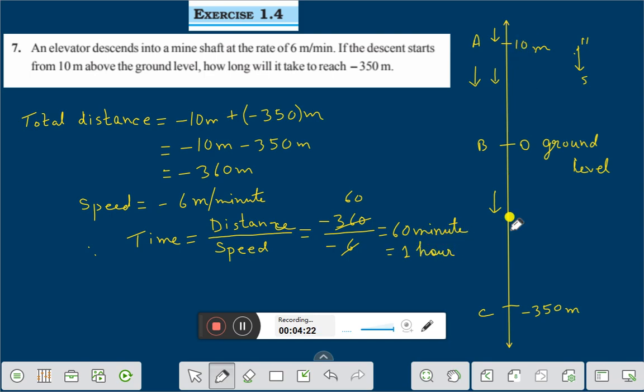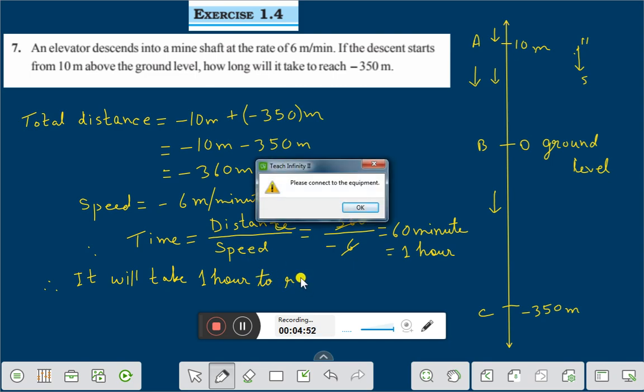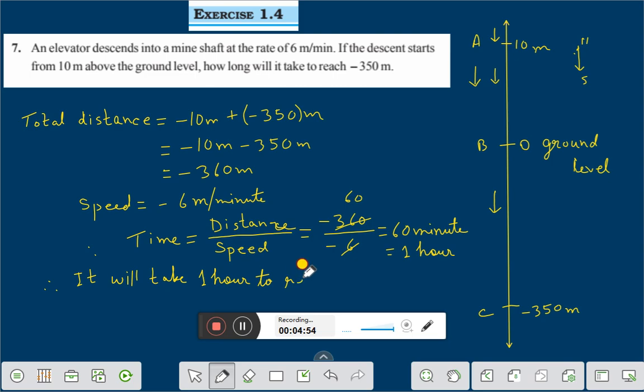You have to remember that the total distance you have taken negative. Therefore how long will it take to reach minus 350 meter? It will take 1 hour to reach minus 350 meter.